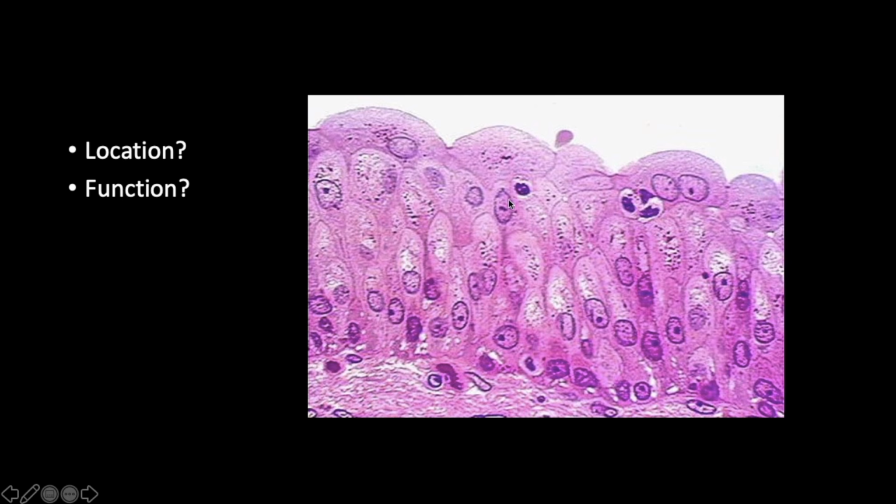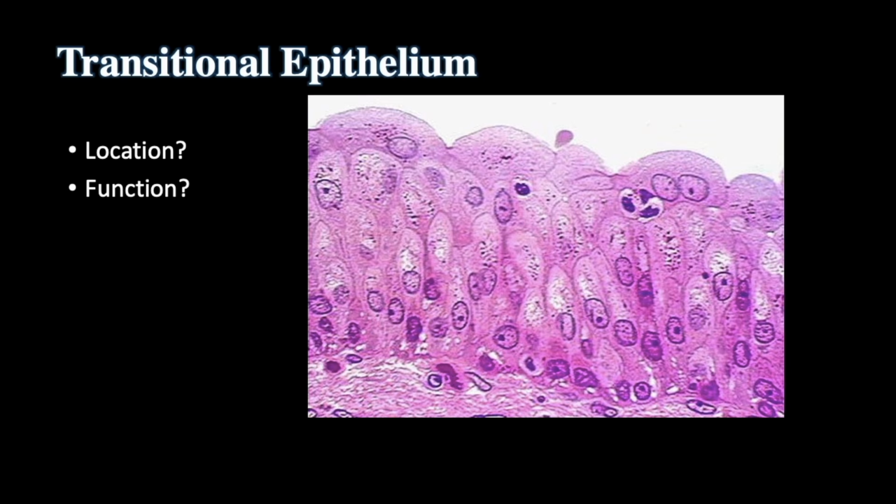Let's see here. I don't see any cilia in this one. It looks like you got these oval-like cells, but they're perpendicular to the ground. They're standing upright. But then you have these ones that are going horizontally. This is transitional epithelium. Transitional. The location of these is the urinary bladder, the ureters, and the urethra.